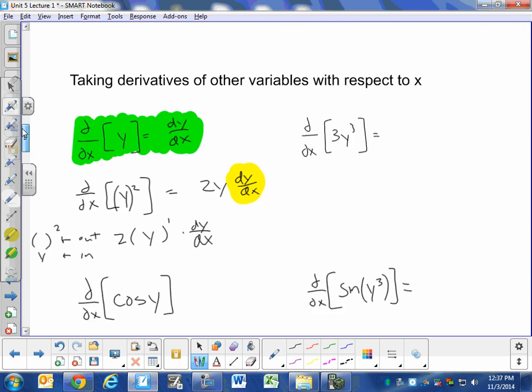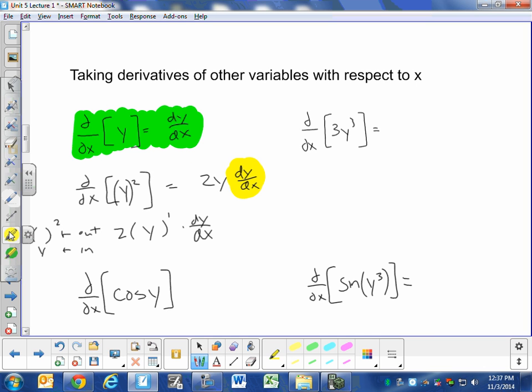So we did y squared, 2y dy dx. What if I asked you to take the derivative of 3y cubed? Well, I can think about it like a chain. 3 stuff cubed on the outside, a y on the inside. I could take the derivative of the outside, leave the inside, times the derivative of the inside. 9y squared times dy dx.